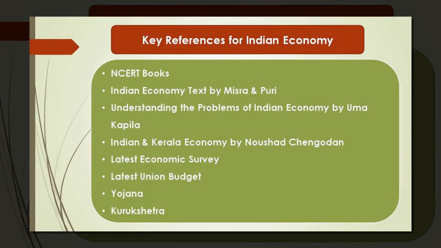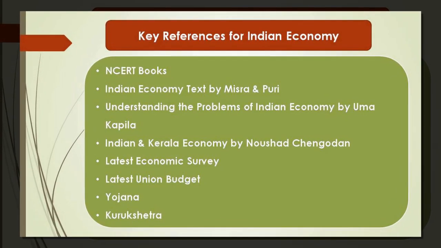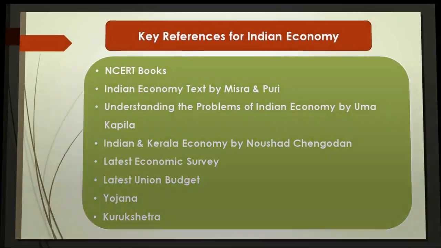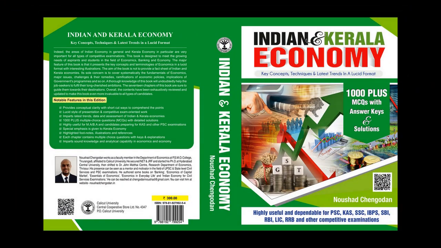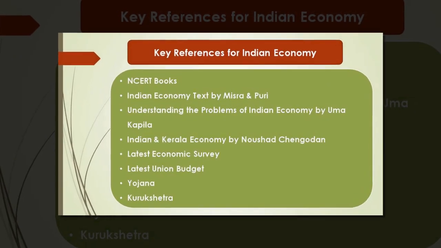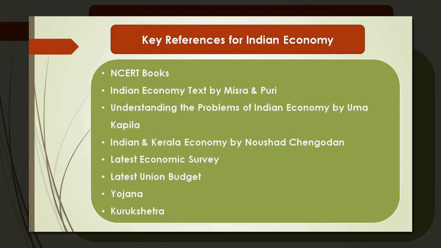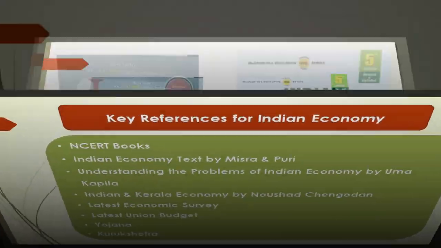Second book, Indian economy, a text book written by Misra and Puri. Another book is written by Uma Kapila, that is understanding the problems of Indian economy. You must refer to my book, that is Indian and Kerala economy by Calicut University Cooperative Store. And you also refer to latest economic survey, latest union budget and government publications like Yojana, Kurukshetra.